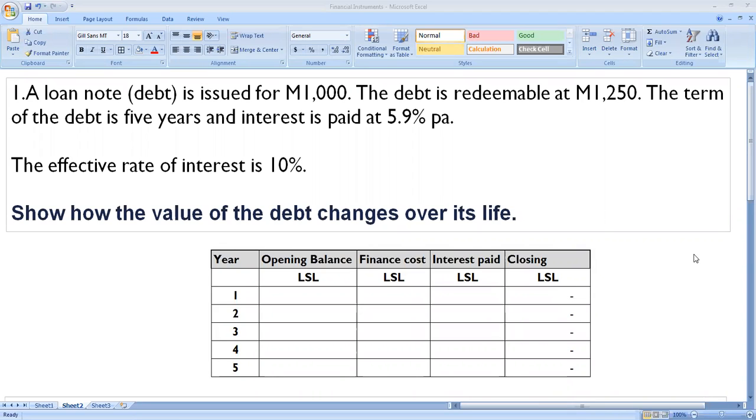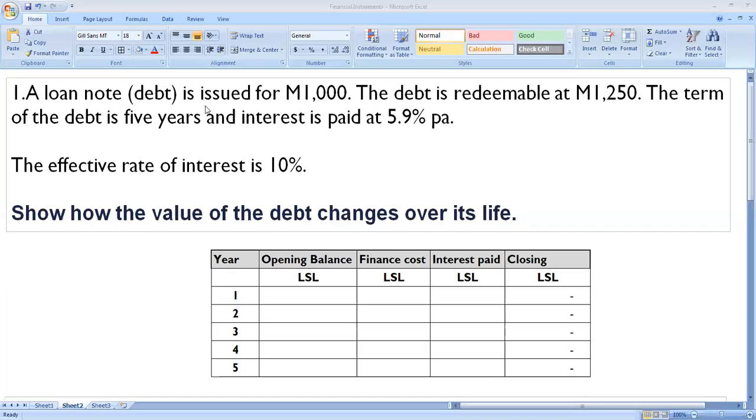We'll be looking at just two questions. The first one will be on financial liability, and the second one will be a compound financial instrument, meaning one that has an equity element and a debt element. So now let's start with this one. We are required to show how the value of debt changes over its life.